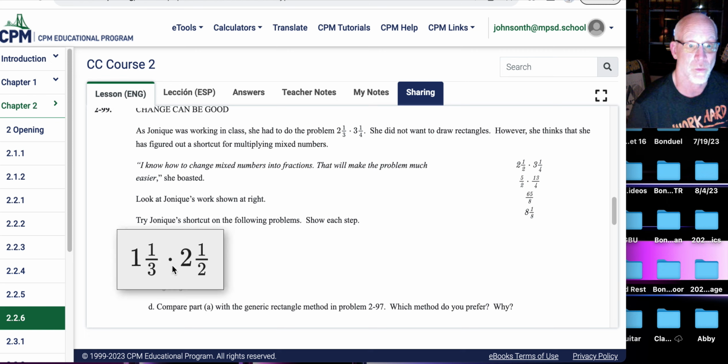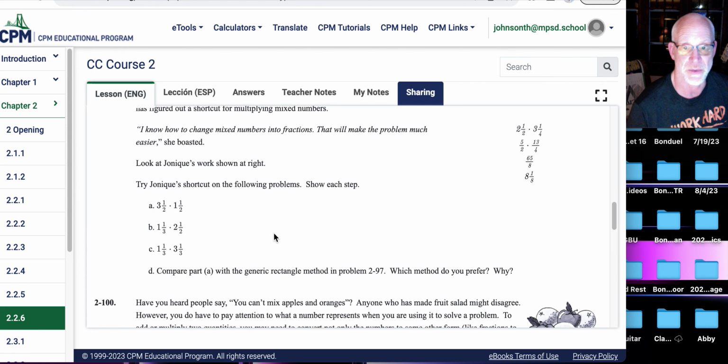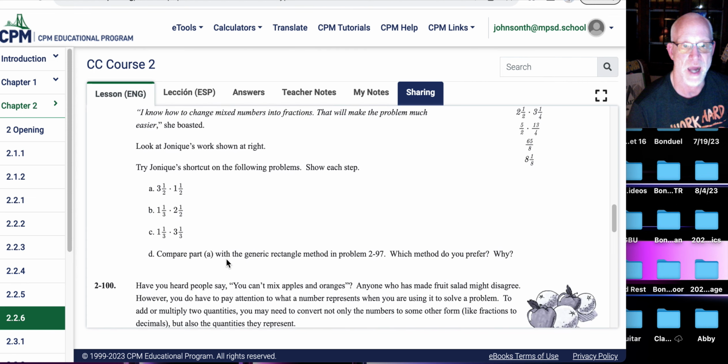So, with your group, can you do that for 3 1/2 times 1 1/2? Can you do that for 1 1/3 times 2 1/2? Can you do that for 1 1/3 times 3 1/2? And then, what do you like better? Do you like generic rectangle models, or do you like the algorithms?